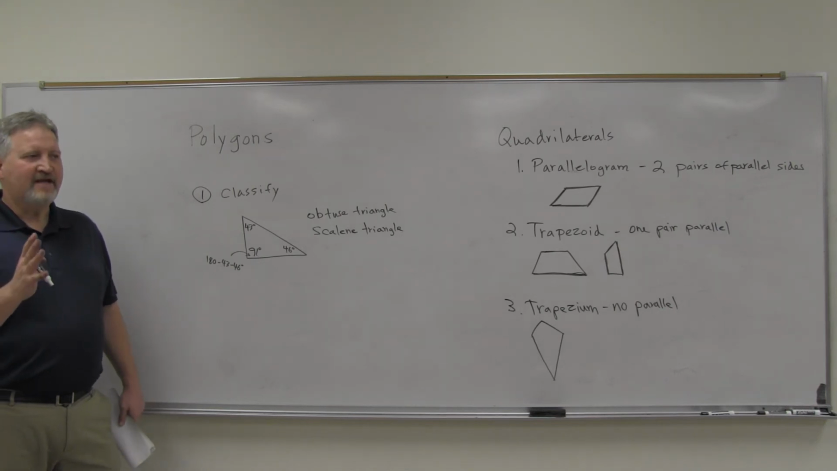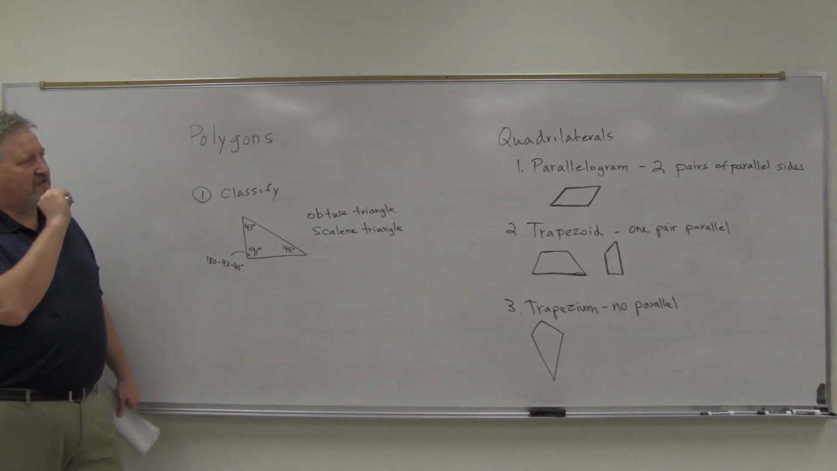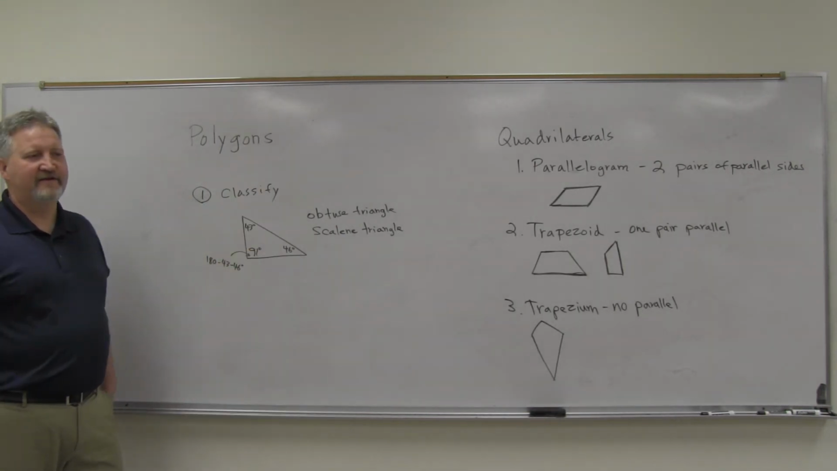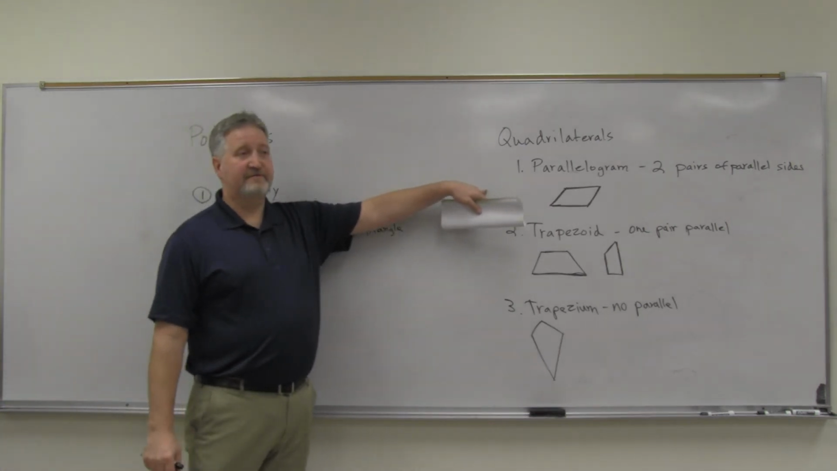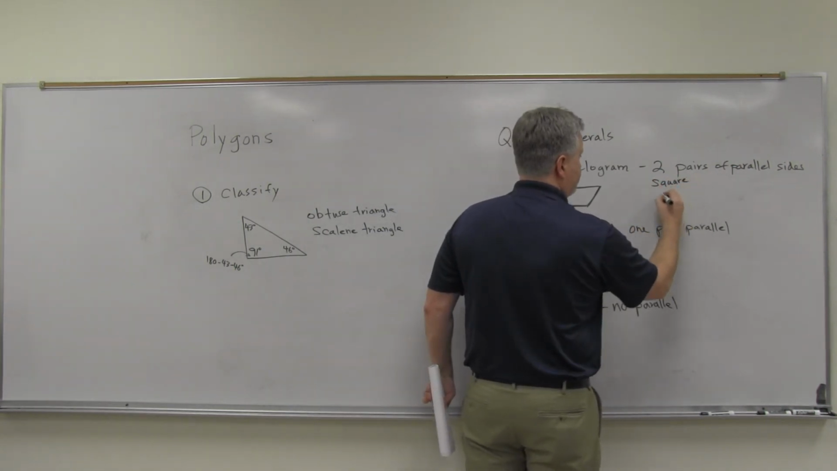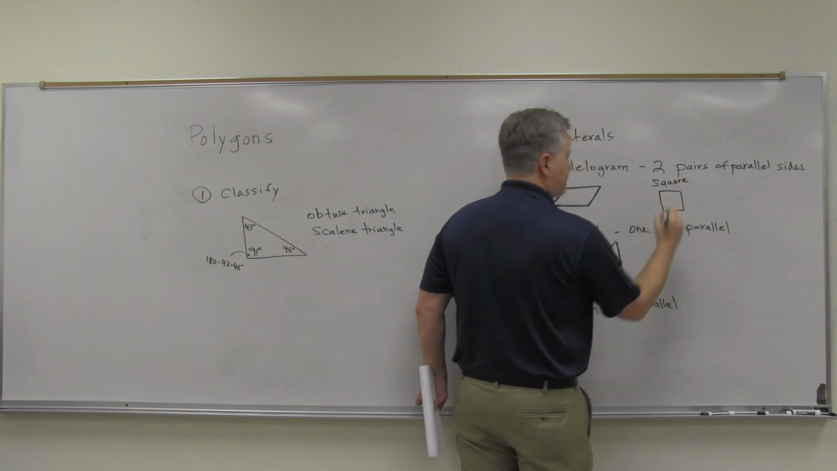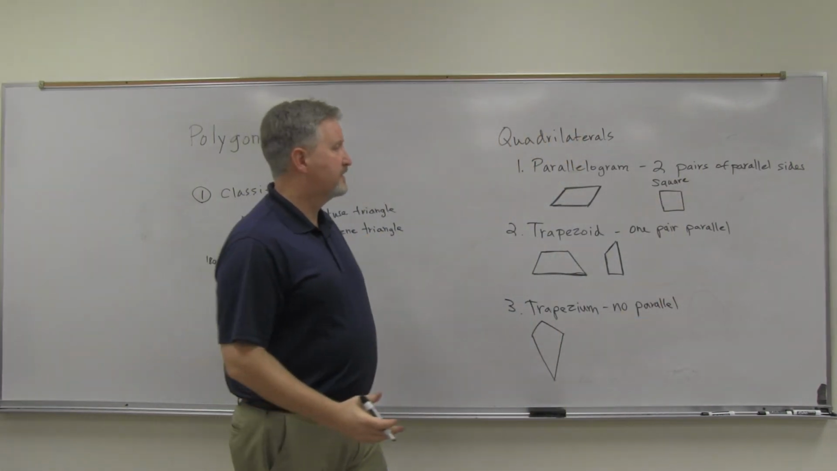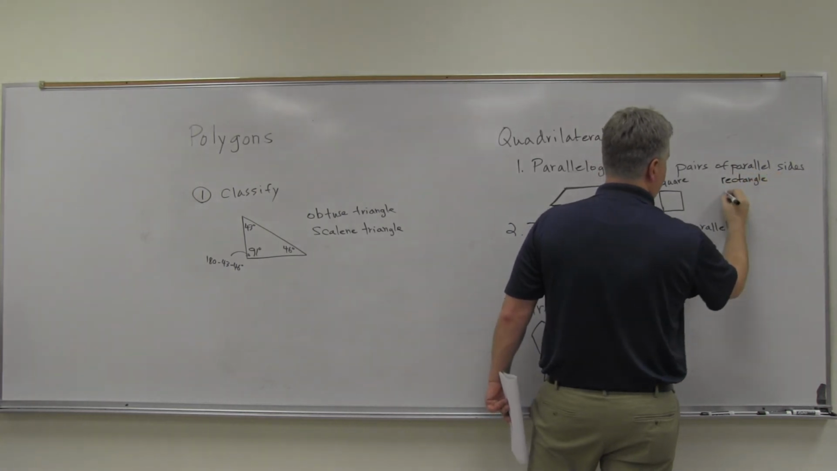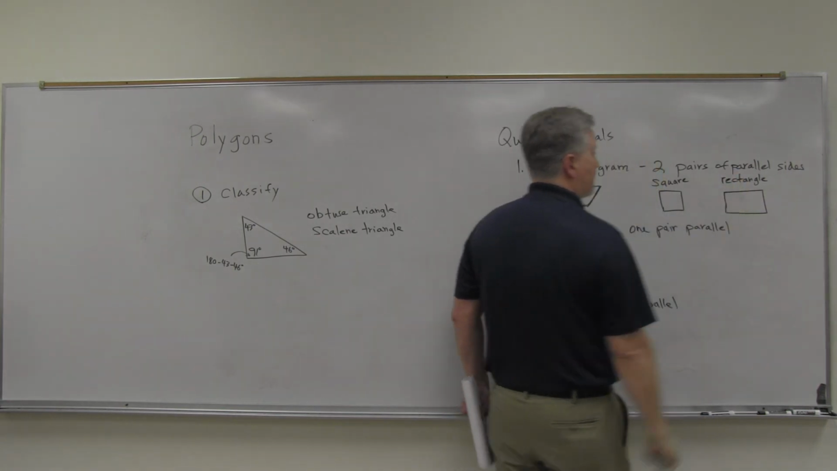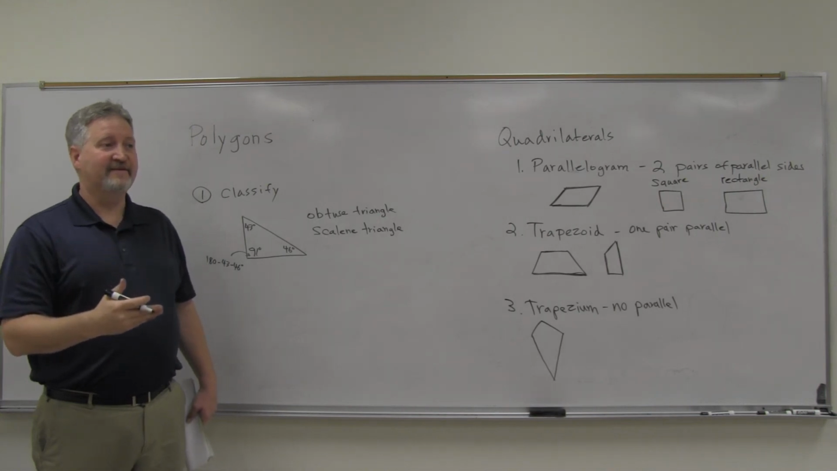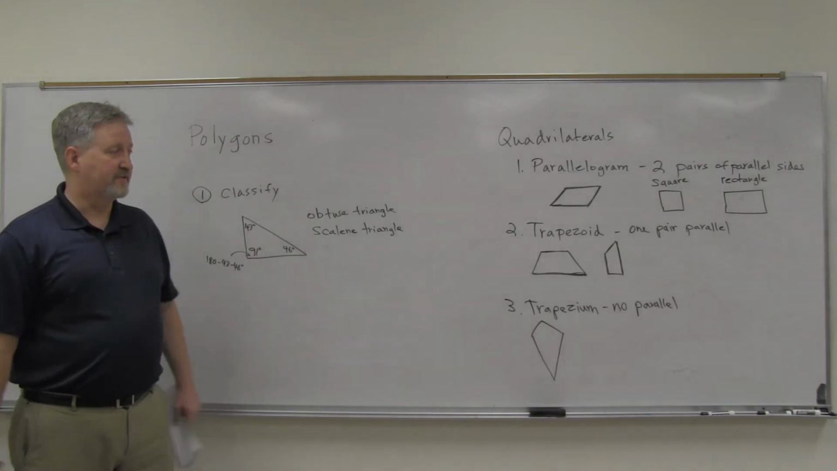Now, let me ask you this. Where do rectangle and square fit under? It's got to fit under one of these. Well, aren't rectangles and squares parallelograms? Yeah. Squares are parallelograms. It's just that they have all sides the same and you've got right angles. But a rectangle is also a parallelogram. It's just that it has 90-degree angles. Both pairs of sides are parallel to one another.